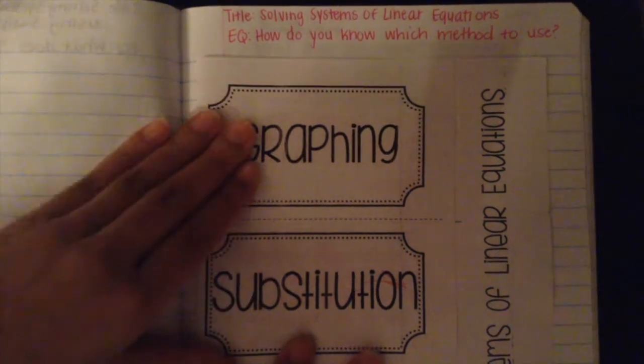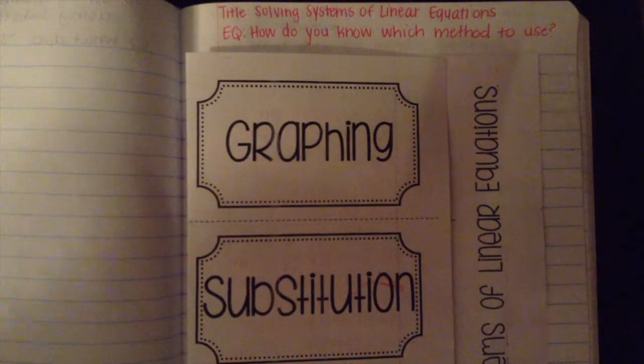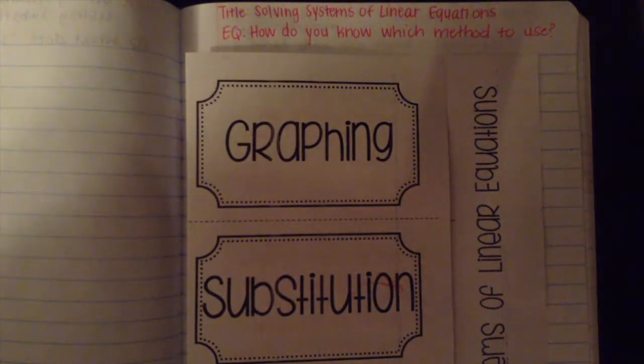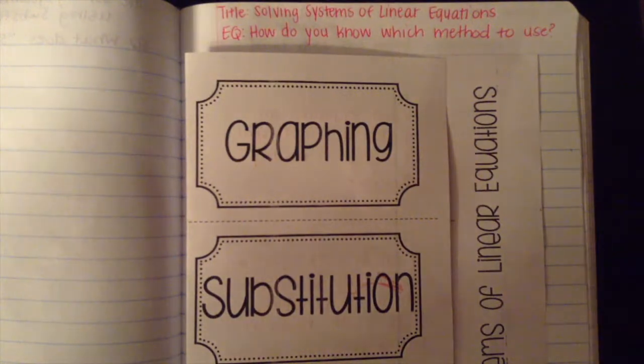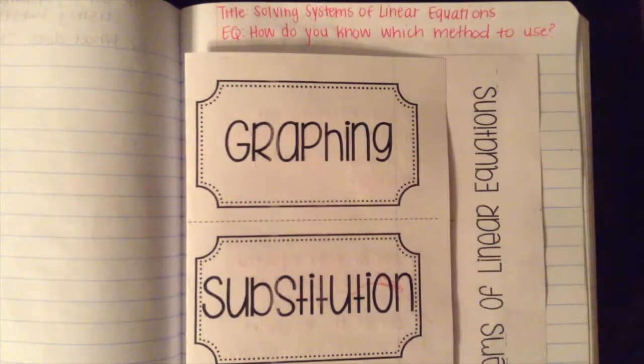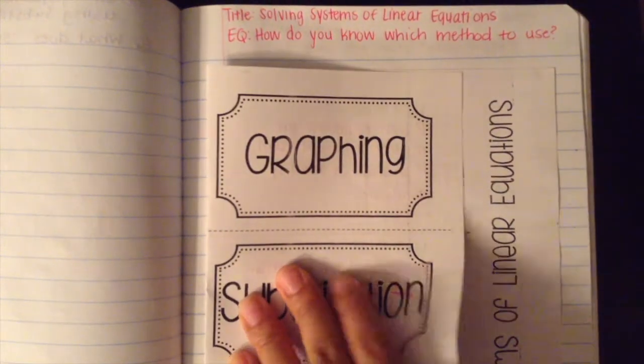Okay, so we are on page 81, and we're reviewing graphing, substitution, and elimination, just because we've done a lot of problems, and you really need to know why or when to use what type of problem. So your title is Solving Systems of Linear Equations, and your essential question is how do you know which method to use?